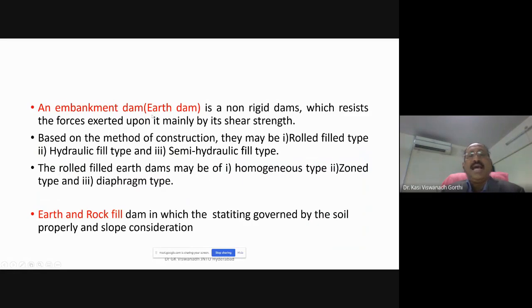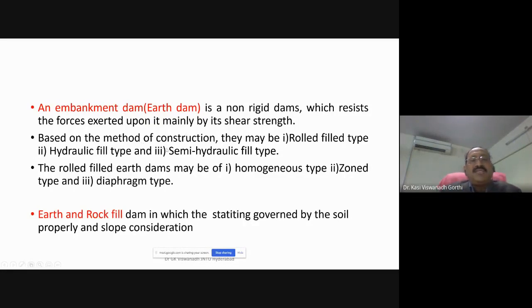Then the next category is the earth dam. This is also called the embankment dam. So this belongs to the category of a non-rigid dam because you will be making use of the locally available earthen material to construct this dam. Since the earthen material is provided there to resist the various forces coming onto this, naturally it is not rigid in its type like a concrete dam or arch dam, which are very rigid, but the earth dam is a non-rigid dam.